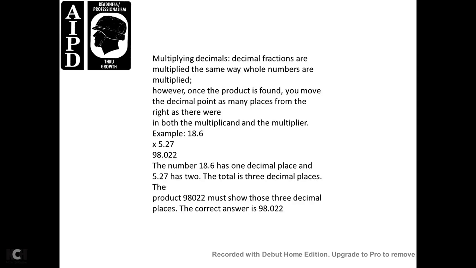Multiplying decimal fractions: decimals are multiplied the same way as whole numbers. Then in the product found, you move the decimal point to the left by the number of decimal places in the multiplier and multiplicand. The 18.6 has one decimal place, the 5.27 has two. There are three decimal places, therefore the product must show three decimal places.